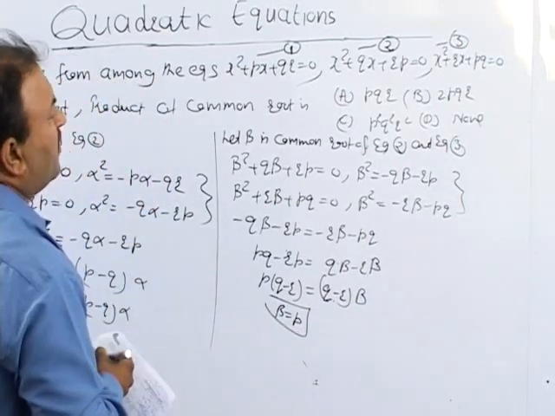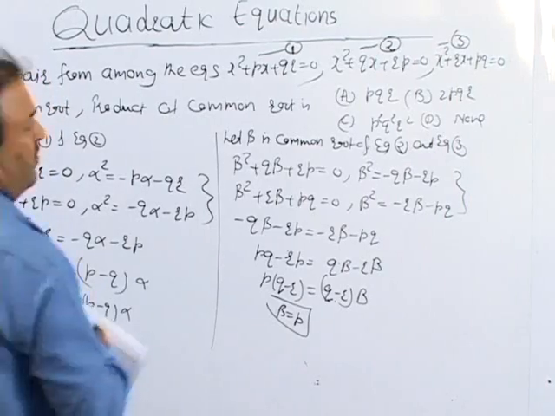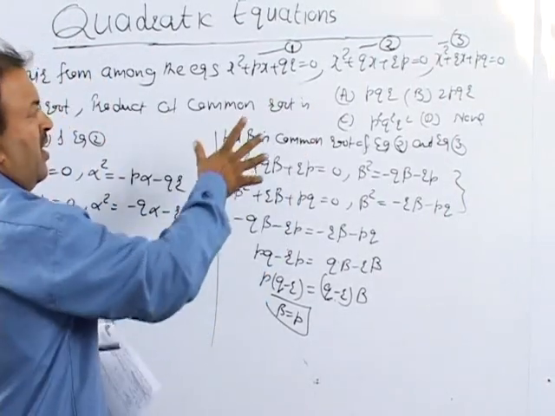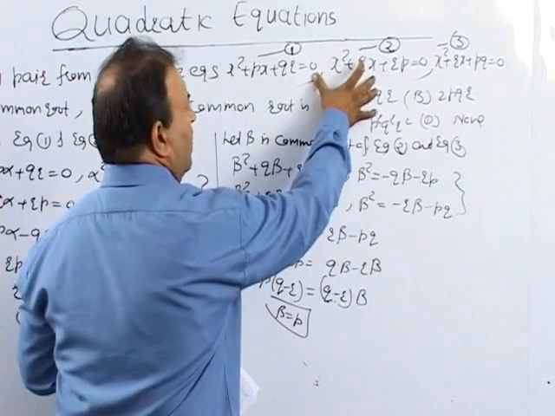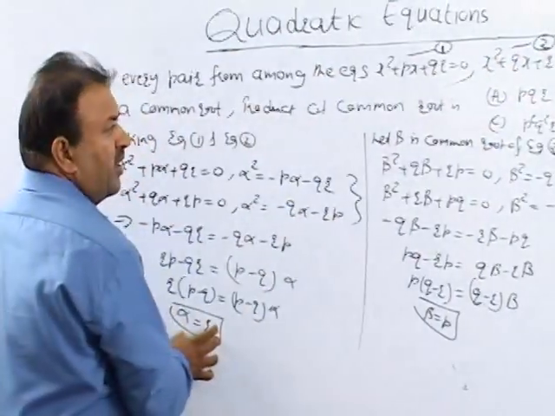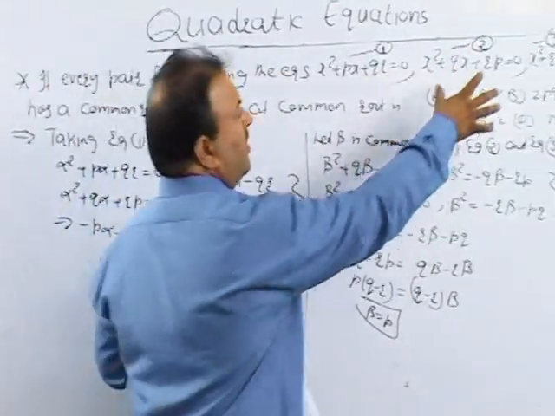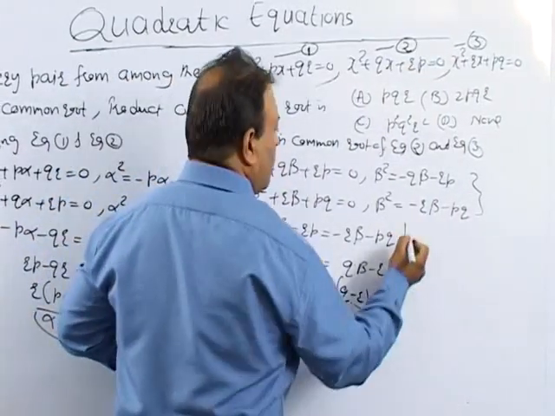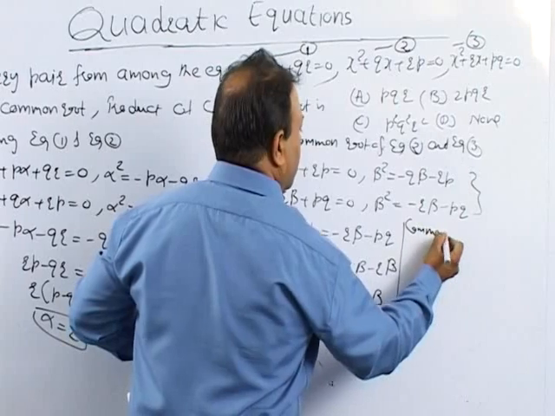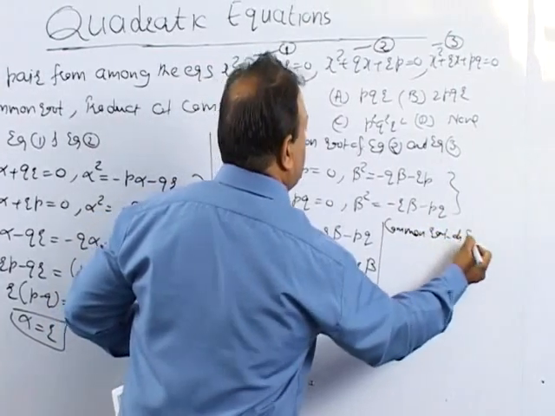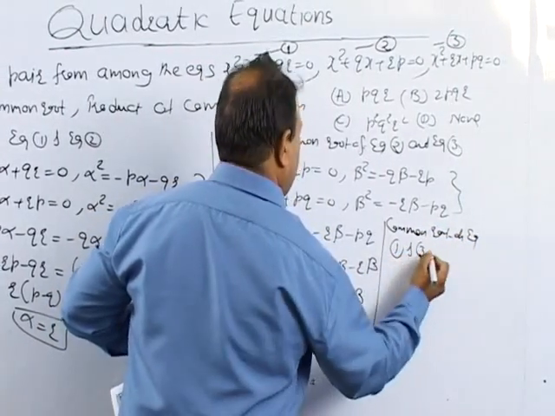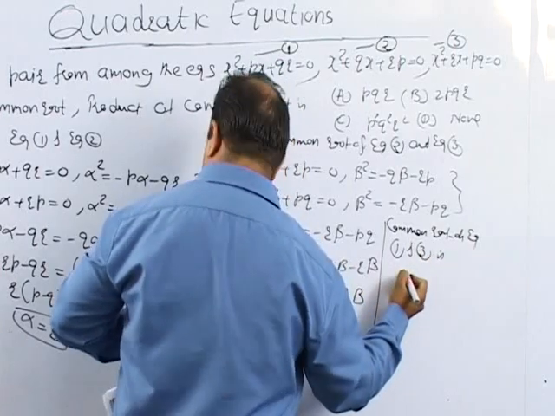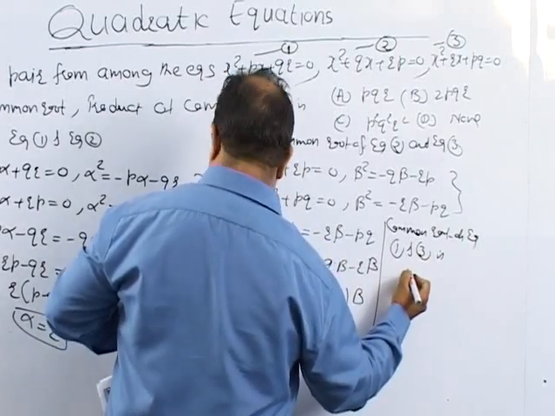Now see carefully, symmetrical about these three equations. The common root of the first and second equations is r. The common root between second and third is p. So we can say the common root of equation number 1 and 3 comes out to be q.